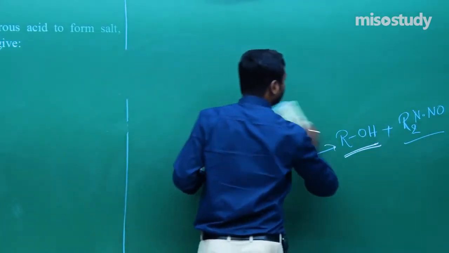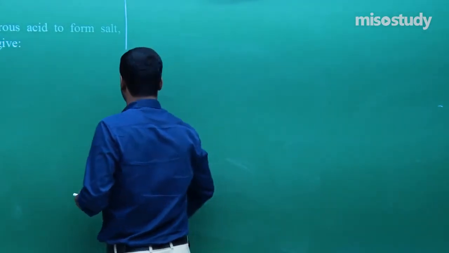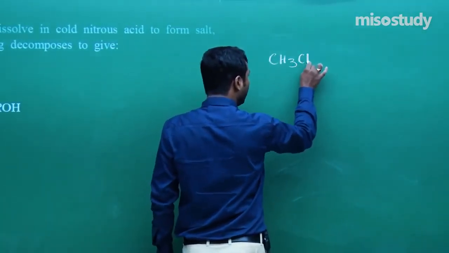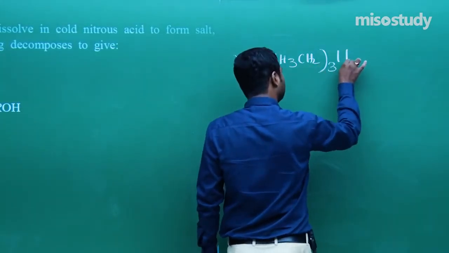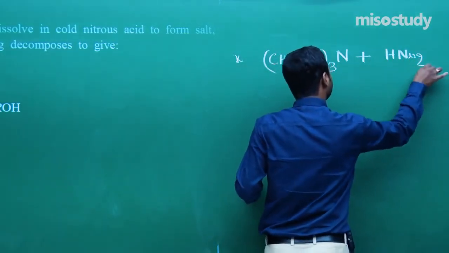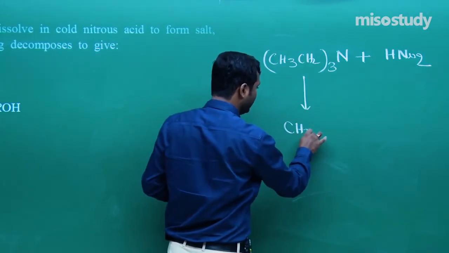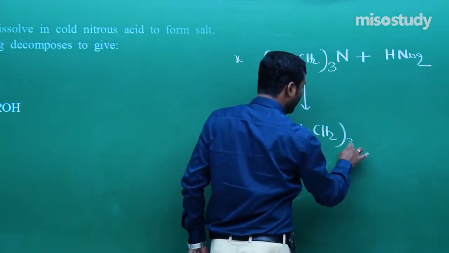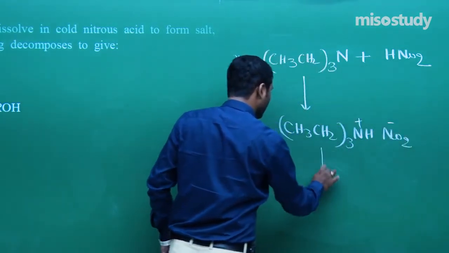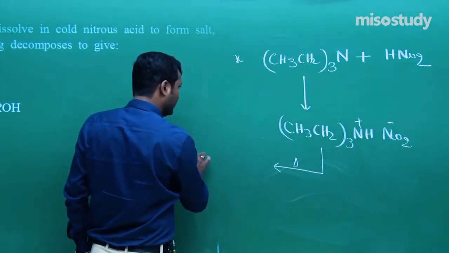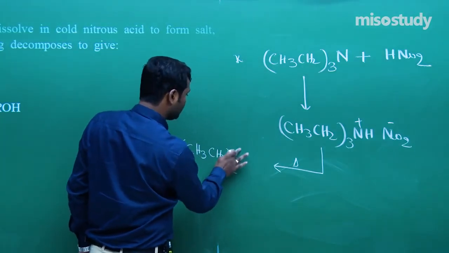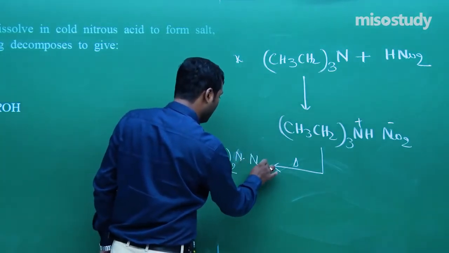Wait for a moment. If I write like this, (CH3CH2)3N, clear? On treatment with HNO2 it gives the product (CH3CH2)3NH plus and NO2 minus. These are unstable. So on warming, what will happen? It gives you (CH3CH2)2N-NO. Clear to you?